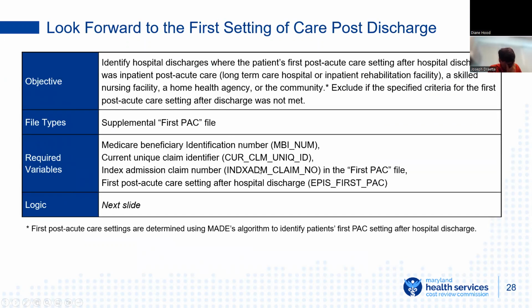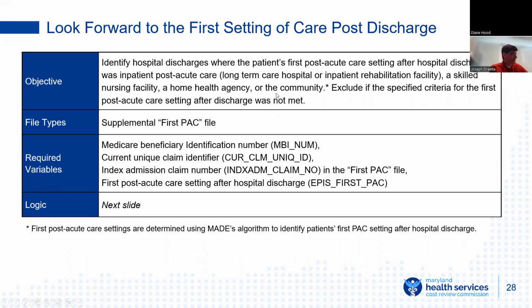Okay, and then the last criteria, sorry if I'm going really fast here, but yeah, these are quite dense. So the last criteria is the look forward criteria, quote unquote, or basically the first PAC criteria. And this is fairly straightforward to implement because Chris has done all the hard work in providing you that first PAC file, which you could link to the hospital discharge claims via the unique claim ID and identify whether the first PAC setting meets the specified criteria or list provided by the participant.